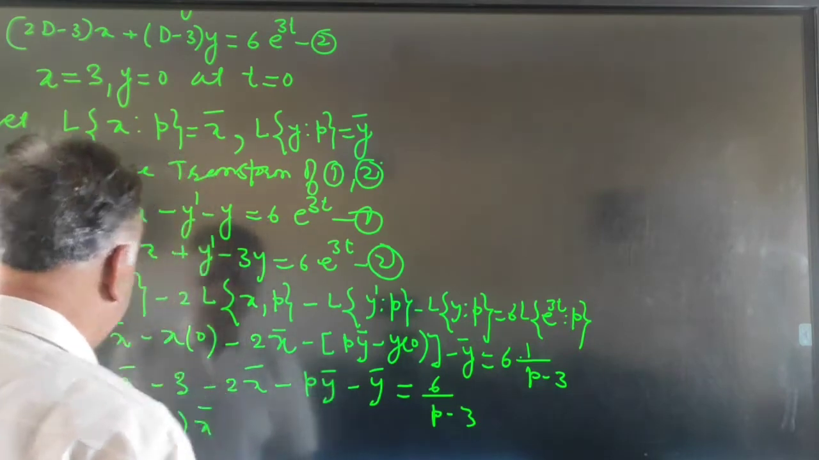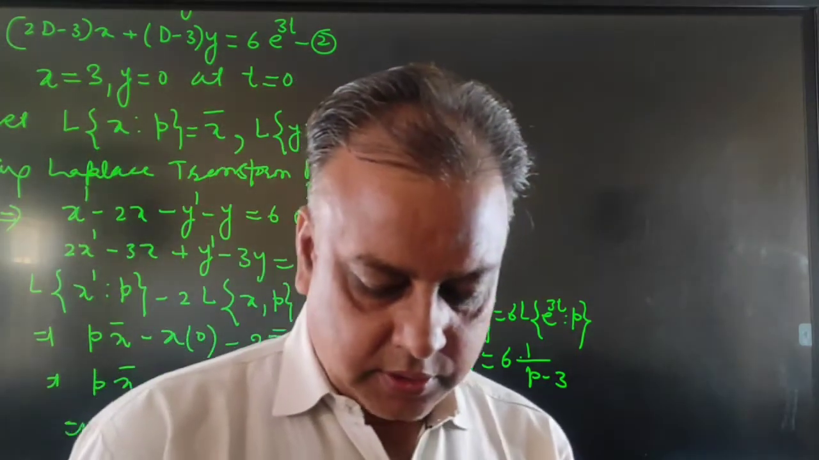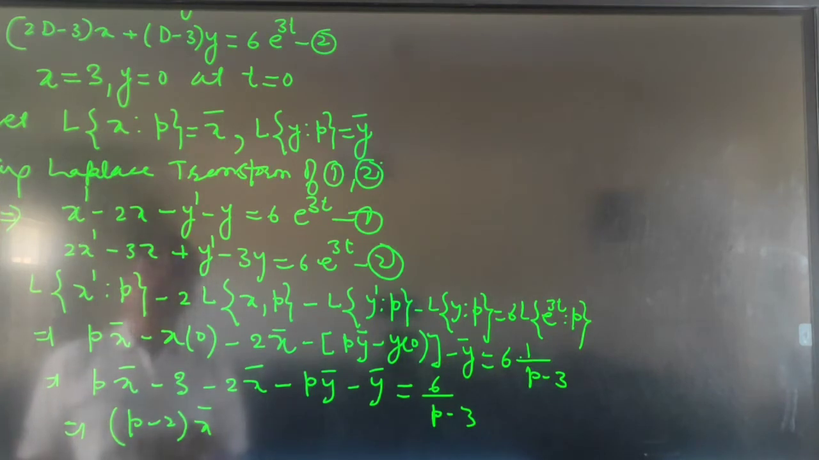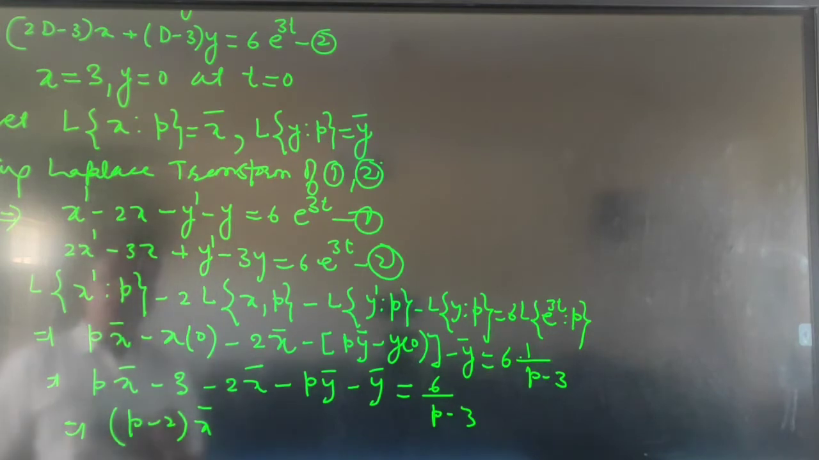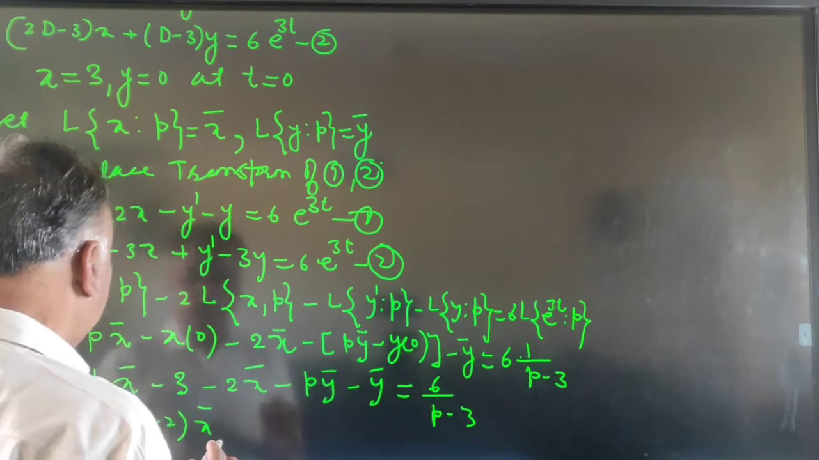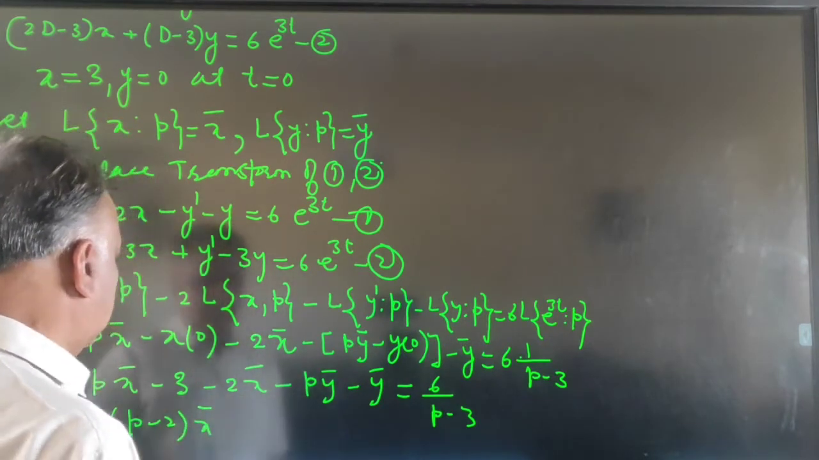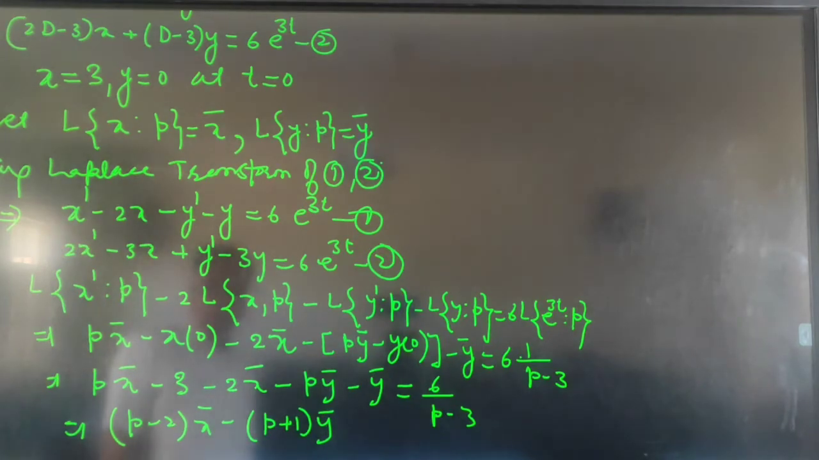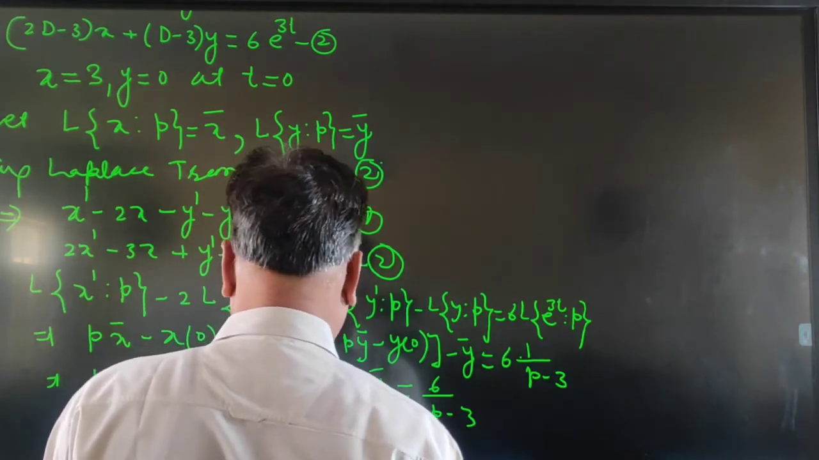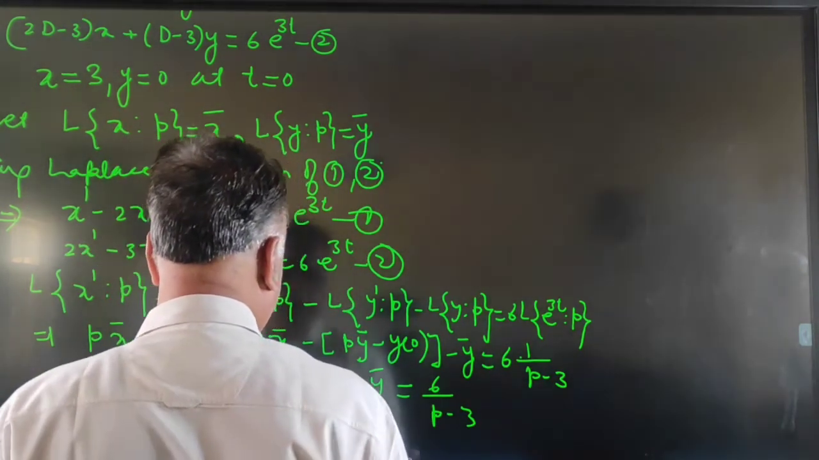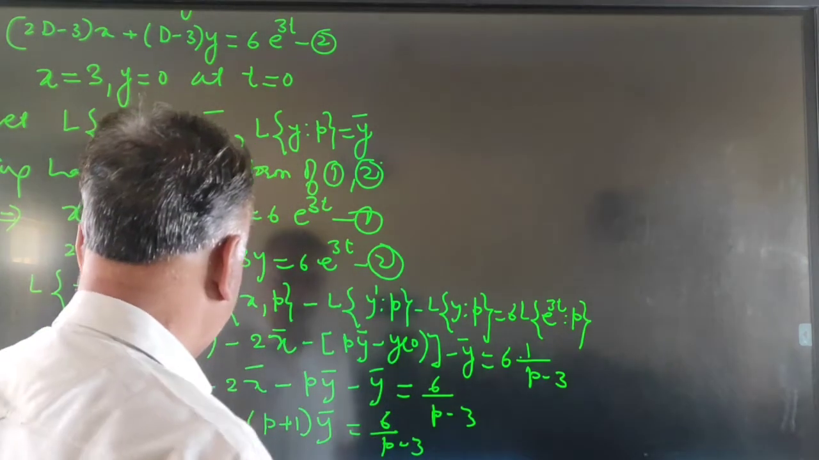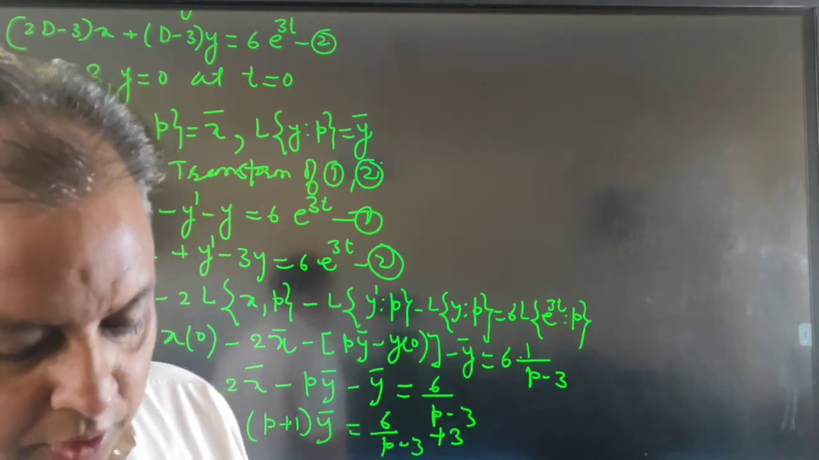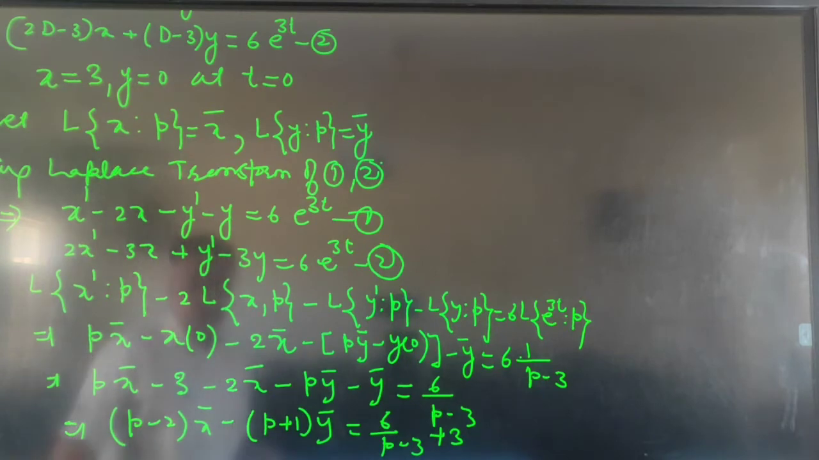p minus 2 into x bar minus p plus 1 into y bar is equal to 6 upon p minus 3 plus 3.